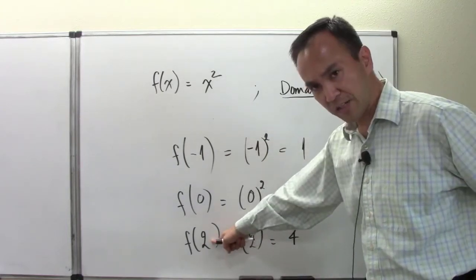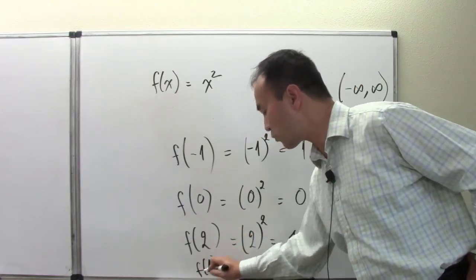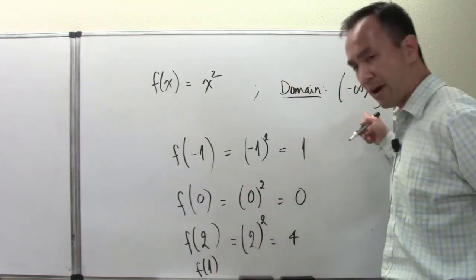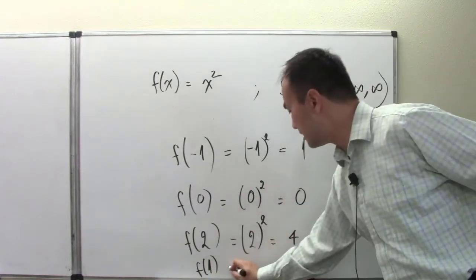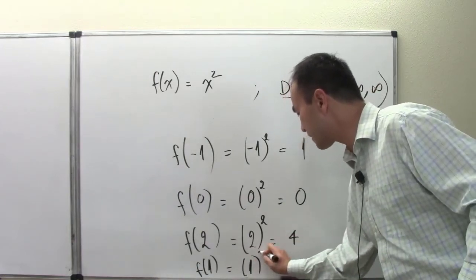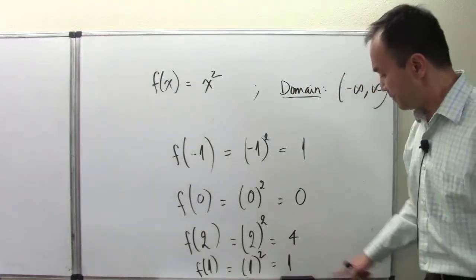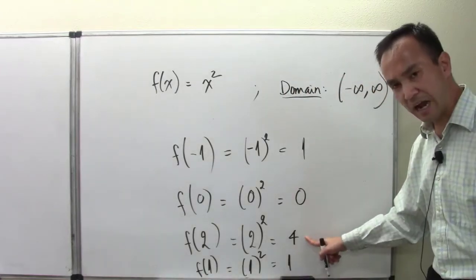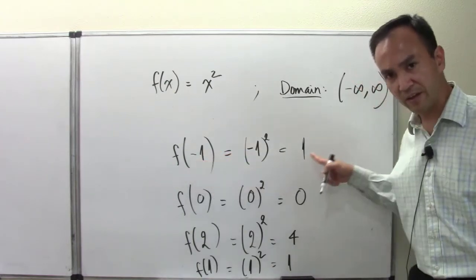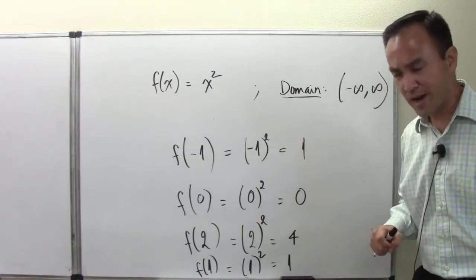And with this positive input right here, I could have done f of 1 as well. It was again another positive input from the known domain here. And then the rule of the function says we're going to square that input, and that equals 1. And again, that output is a positive value. Positive output, positive output. Even any negative value as an input would give a positive output. It's just the way that function is.